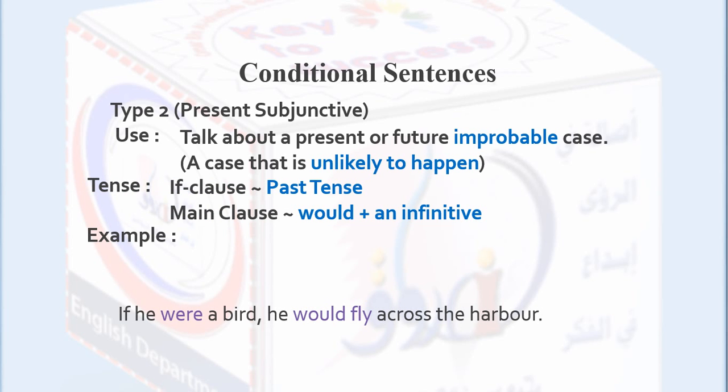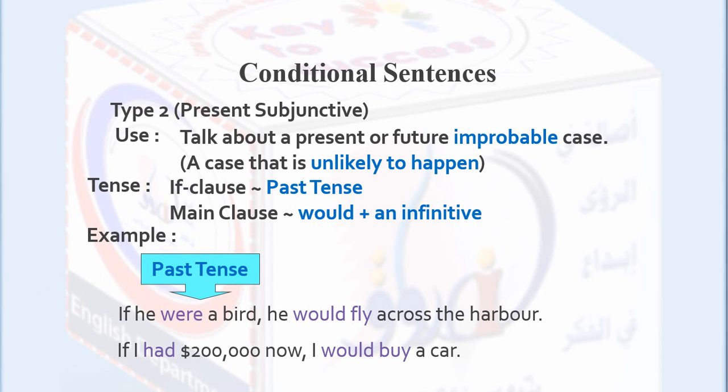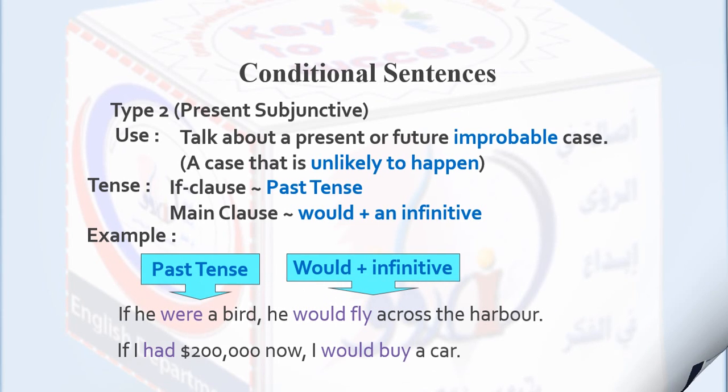If he were a bird, he is not a bird, he would fly across the harbor. If I had 200,000 pounds now, I would buy a car. I don't have the 200,000 pounds now. So, past tense, were, had, would plus infinitive, would fly, would buy.